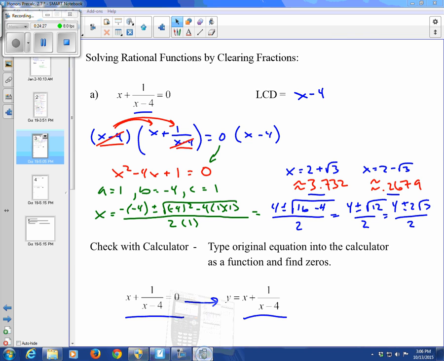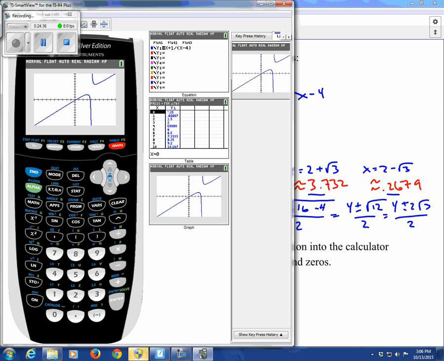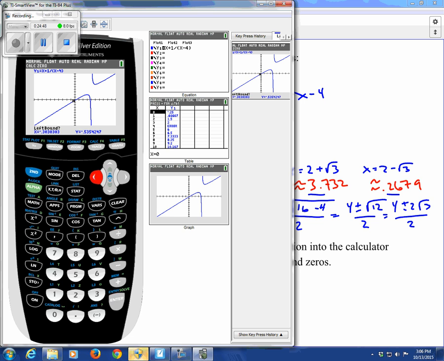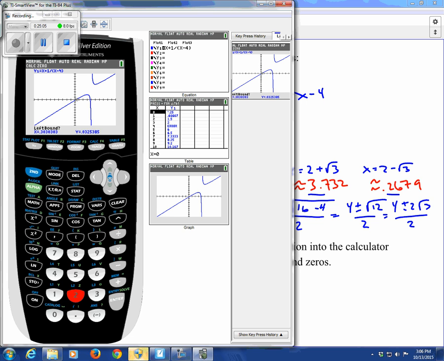Taking out our calculator, we plug in x plus 1 divided by x minus 4, and then graph that. That gives us this graph. We're seeing two x-intercepts that look pretty good. We can find those zeros by going to 2nd, calc, zero. We go a little to the left and a little to the right, and press enter. There's our 0.2679. Now we can go back and check the other zero to see if it represents our other solution.